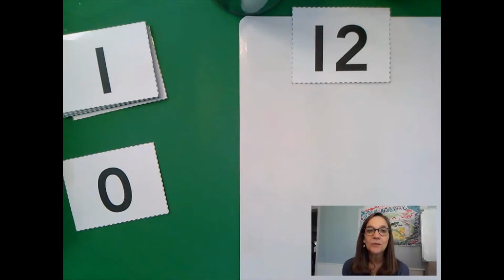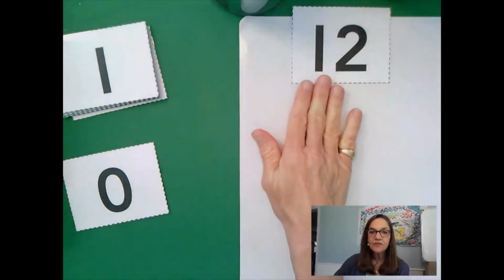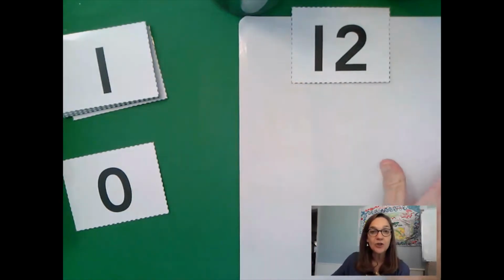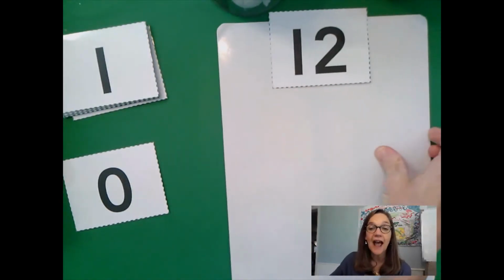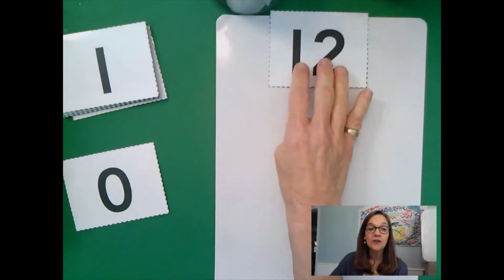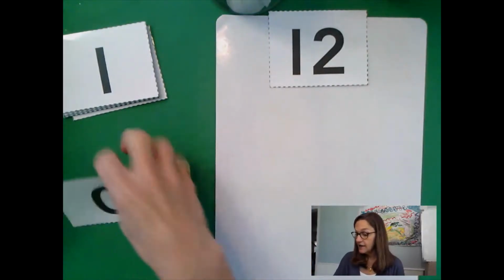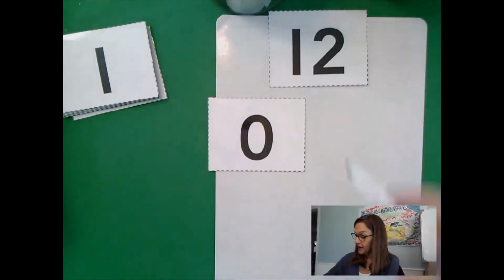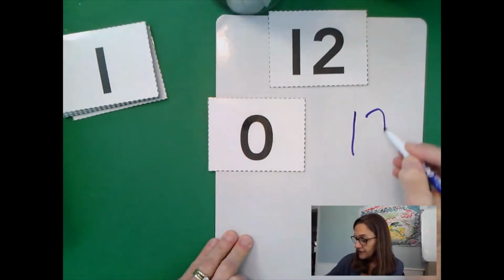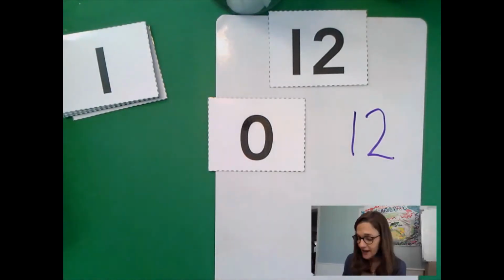Okay, now we're going to review addition up to 12. So if I have the number card 12 and I ask you to show me 2 more numbers that add up to 12, the first thing you could show me would be a 0 and a 12. I don't have another 12 number card, sorry. But we know that 0 plus 12 equals 12, right?